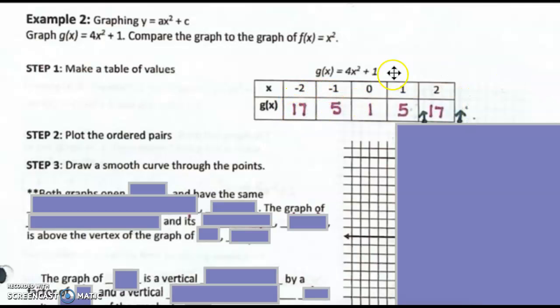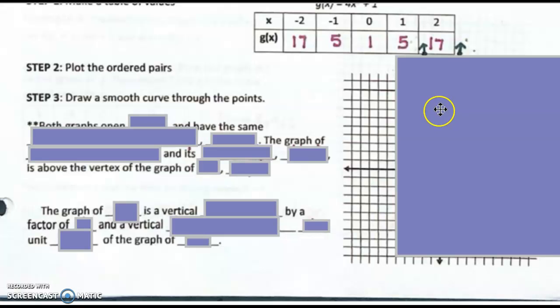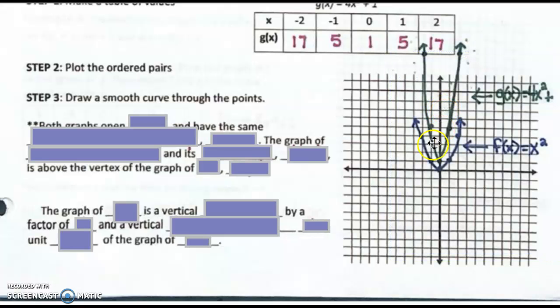If we plug those in, that's what we get. Then we're going to plot the ordered pairs. So we're still plotting our parent function, which is the blue one, but now we're also plotting these new points. And for negative 2, 17, and 2, 17, you can just put them up here somewhere. Remember, it doesn't matter. They're off the graph as long as we know it goes up that far.